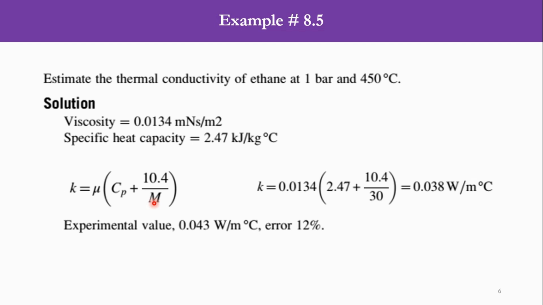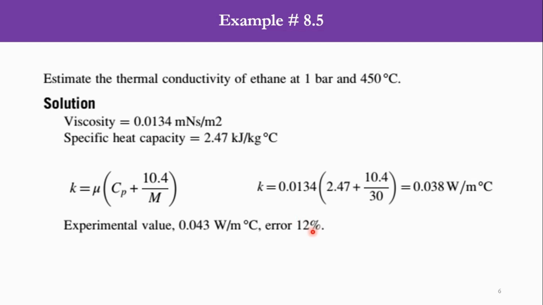So for ethane, C2H6, the molecular weight or the molar mass is 30. Accordingly, we calculate it as 30. The value of Cp is given as 2.47 kilojoule per kg degree centigrade, while the value of mu is 0.0134 millinewton second per square meter. So accordingly, we get the value of K as 0.038 watt per meter degree centigrade. The experimentally calculated value is 0.043 watt per meter degree centigrade, and the error is 12%.